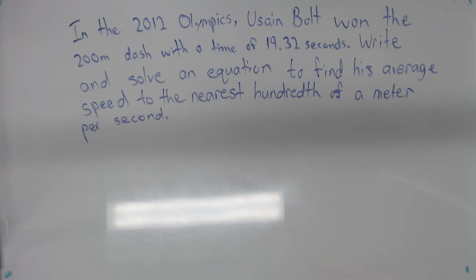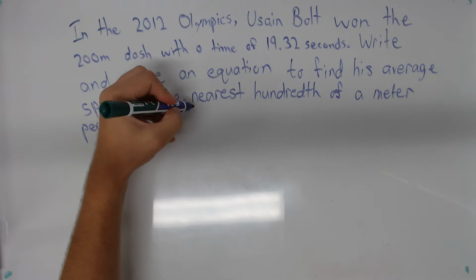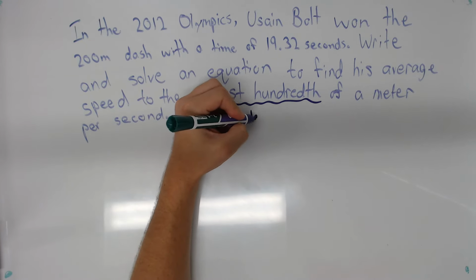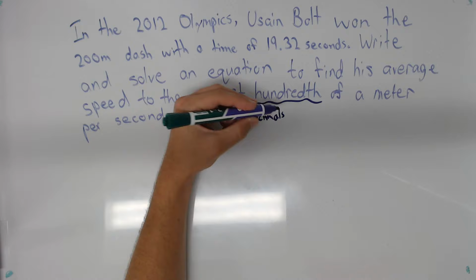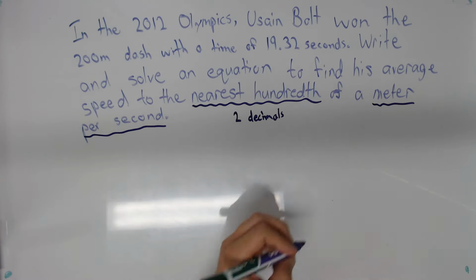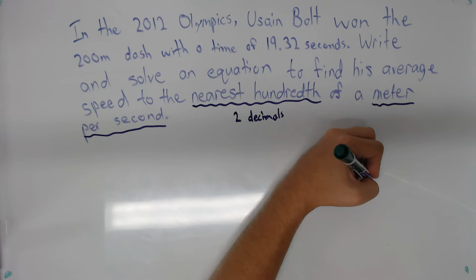Here we've got our first word problem, application problem, whatever you want to call it. It says in the 2012 Olympics, Usain Bolt won the 200-meter dash with a time of 19.32 seconds. So there's a few numbers for us. Write and solve an equation to find his average speed, to the nearest hundredth. That's a little bit of a reading skill for math: 2 decimals. And meters per second means our final answer should have units of meters per second.